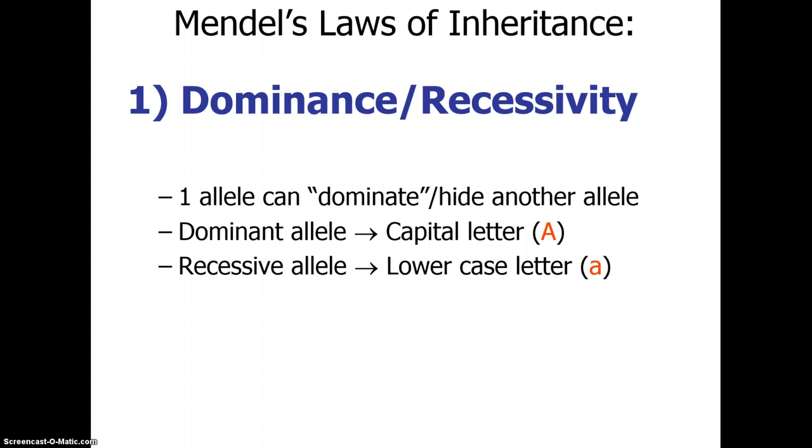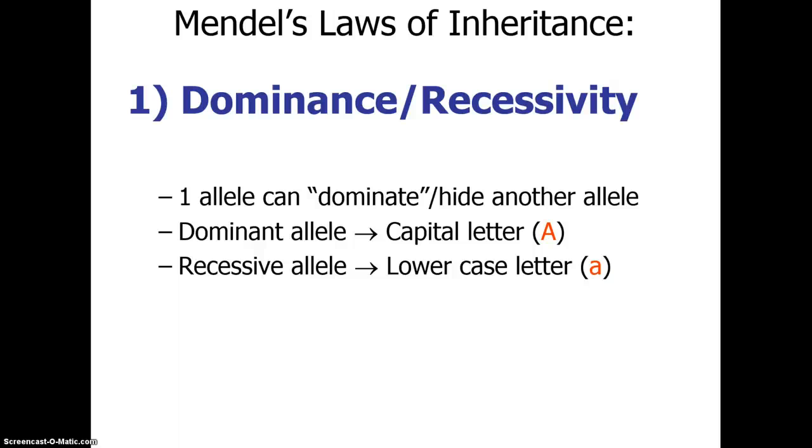each part. So part number 1 is dominance and recessivity. I always have a problem saying that word. So the first law of inheritance, dominance and recessivity, means that we have one allele, or one version of this trait, that dominates. It can totally hide another allele.